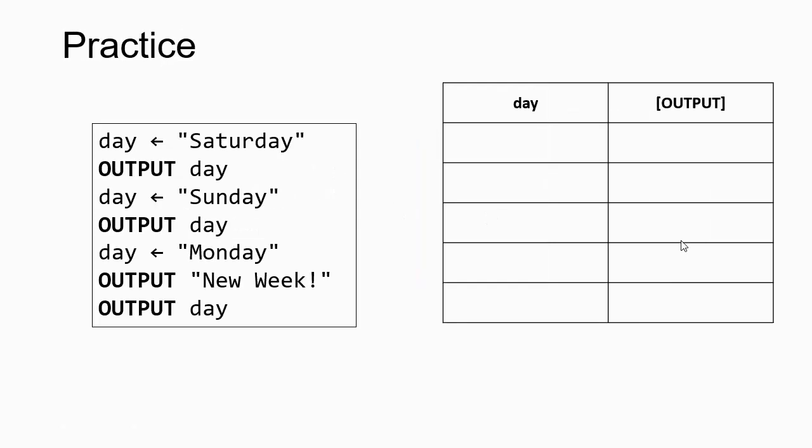Okay, so we've got an example here. We've got 1, 2, 3, 4, 5, 6, 7 lines of code. Okay, we can see we've got a few outputs, we've got a few variable assignments.